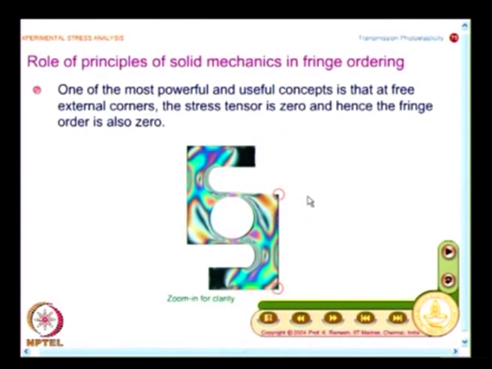And let me ask one more question. You had also seen, a long time back, fringe order in the case of a plate with a crack. You had seen color fringes. You go back and see your notes, where was the 0th fringe order?